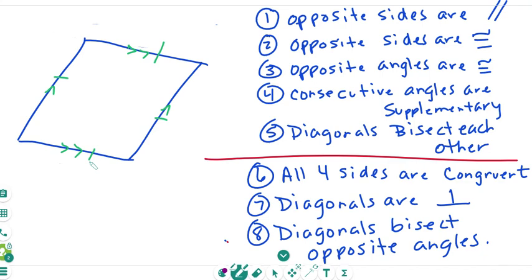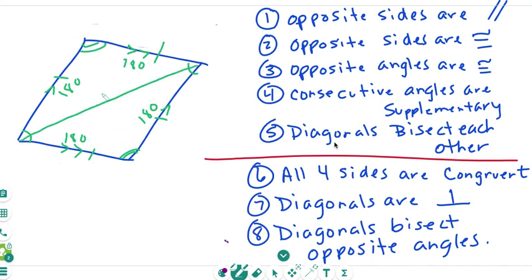Opposite angles are congruent. Consecutive angles equal 180. So this is just the exact same as a parallelogram so far, except that all four sides are congruent. That's one of the differences. And then diagonals bisect each other.